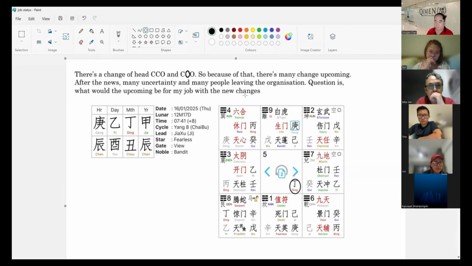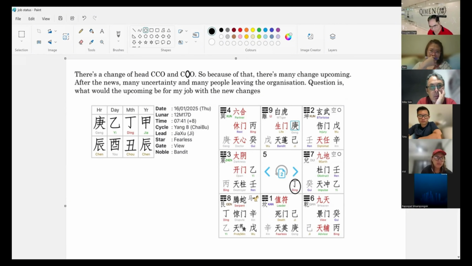This question was asked by my student. At this point in time, his current status is this: this company is going through a major revamp. There's a change of the CCO and the COO. These two are considered the top two people in the organization in the shipping company, and the top guy is the CEO. So they changed the second level of people.